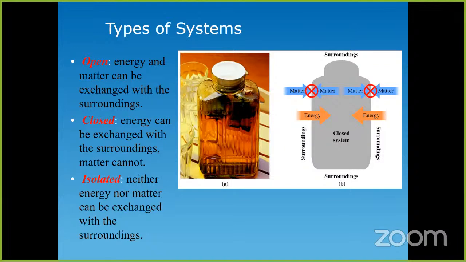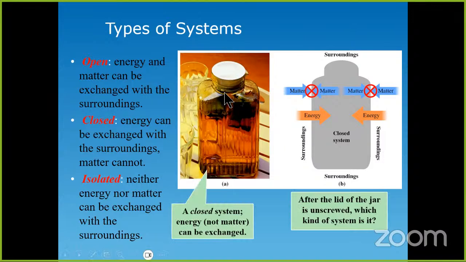So that's the difference between these types of systems. Open, you can have exchange of energy and matter between the system and surroundings. In a closed system, only energy can be exchanged, but not the matter itself or the material. And then isolated system, you can have neither energy nor matter being exchanged between the system and surroundings, all right?